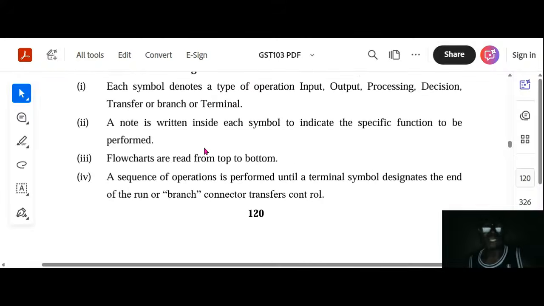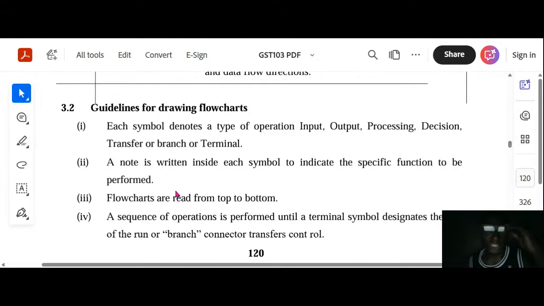Then we have general guidelines for drawing flowchart. How do you draw it? Like the one I dropped in the group now, you'll be wondering, what are they drawing? What is all this? What is the connection? Now, each symbol denotes a type of operation. The operation can either be input, output, processing, decision, transfer, or branch, terminal. So that is one thing you should know, that each of those symbols you are seeing there represents an operation.